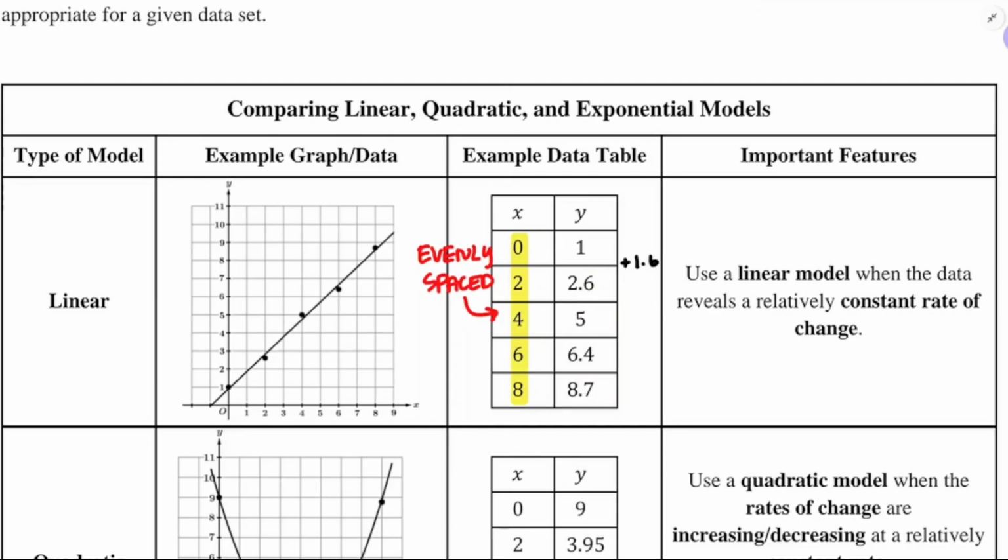From 1 to 2.6, I increase by 1.6, then I increase by 2.4, then I increase by 1.4, and then I increase by 2.3. And these are all kind of near 2, between 1 and 3. And so this is approximately a roughly constant rate of change. I don't love that, but it's not like the rate of change is clearly increasing or clearly decreasing, right? It's about the same. Okay.